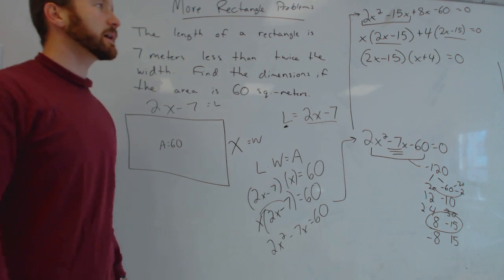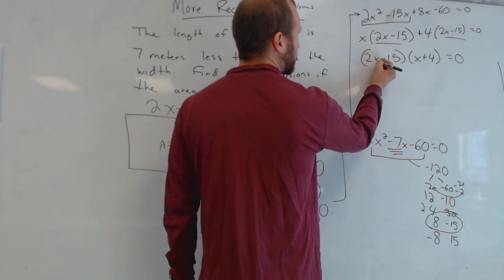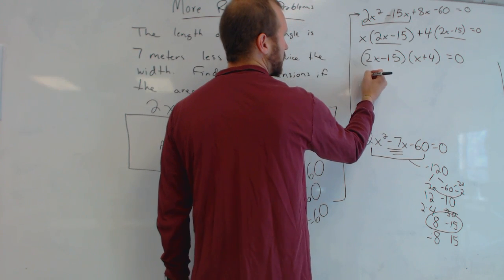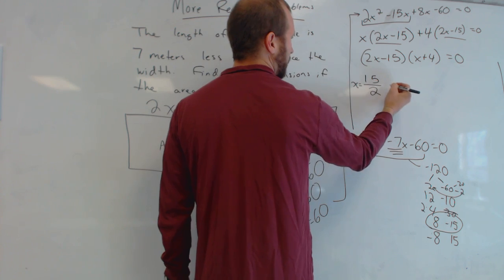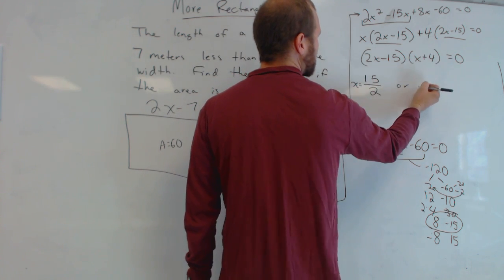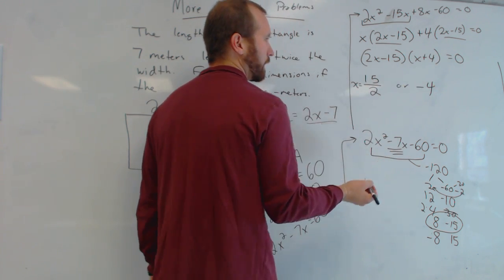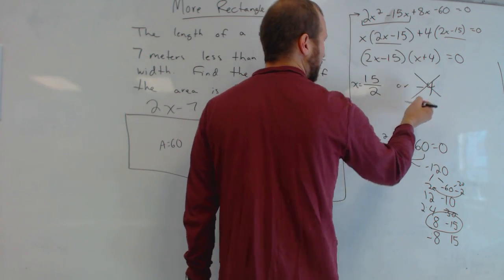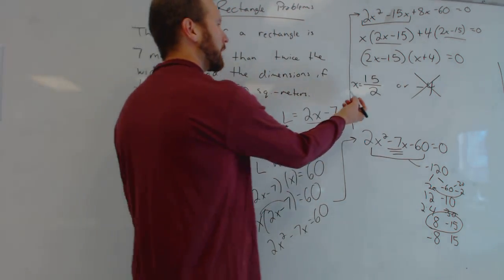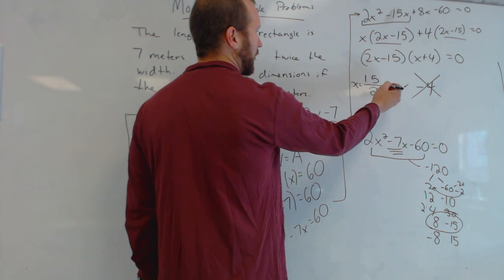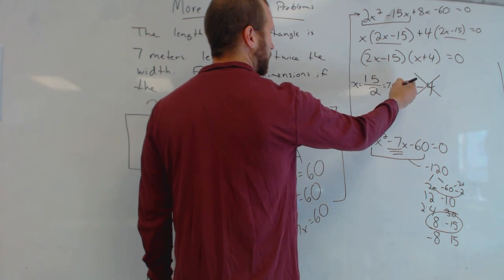Okay, so what could the sides of my rectangle be? Well, if 2x minus 15 equals 0, x would be 15 halves. If x plus 4 equals 0, x would be negative 4. Negative sides of rectangles are not something we want to pay attention to. So we're going to say that the side of our rectangle is 15 halves, or we could also write that as 7.5.